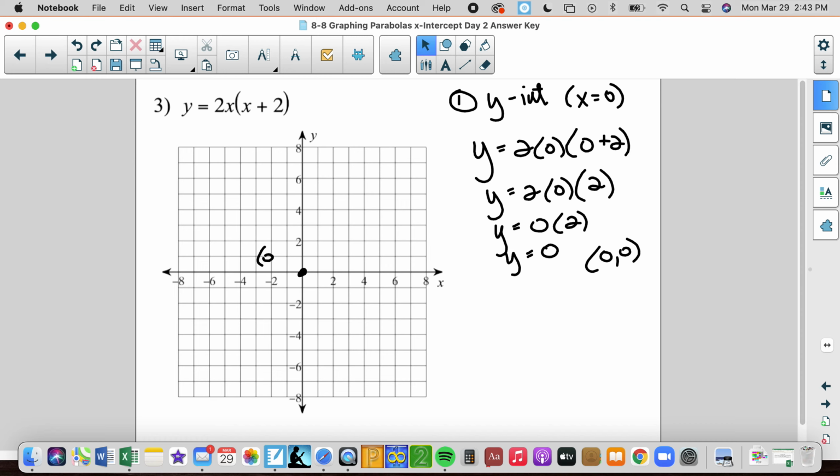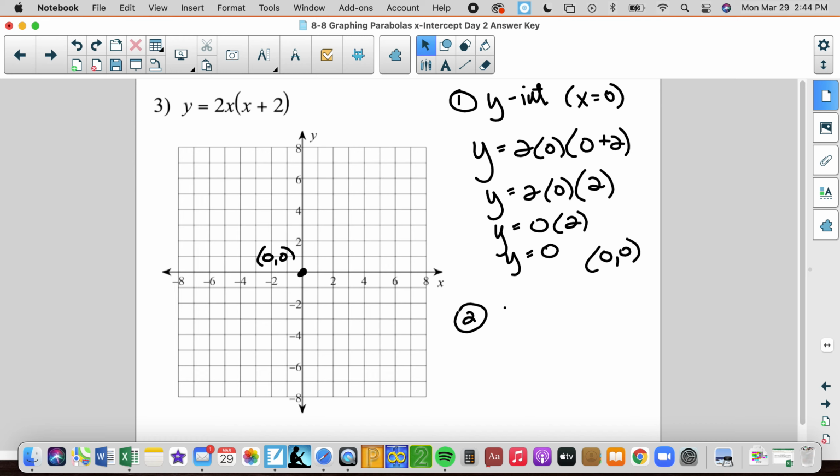And it will also be one of my x-intercepts. Not sure if you all recognize that. And maybe we only have one x-intercept. There's lots of maybes. There might be a second x-intercept. So let's figure out what that is.